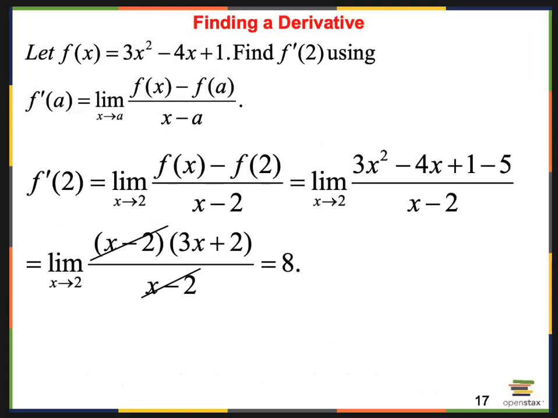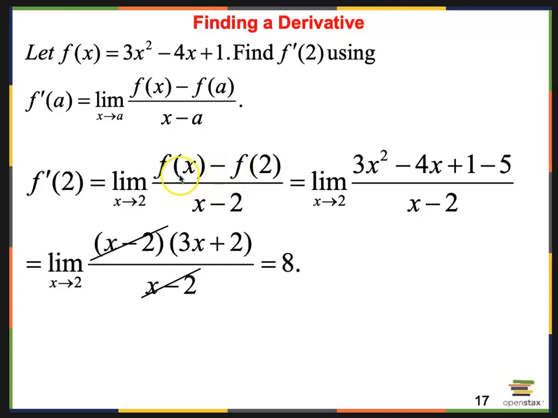Okay, let's look at another example. And again, I really like this method, a little easier. The h's sometimes can be confusing. We want to let f of x equals 3x squared minus 4x plus 1. We're going to find f prime of 2. So we're going to find the limit of this difference quotient.